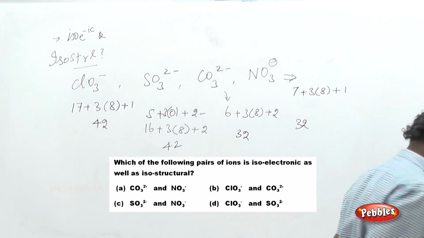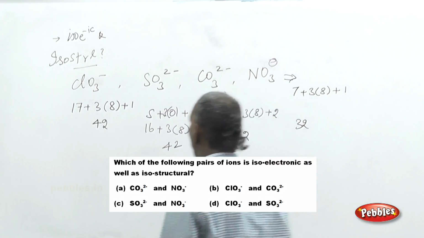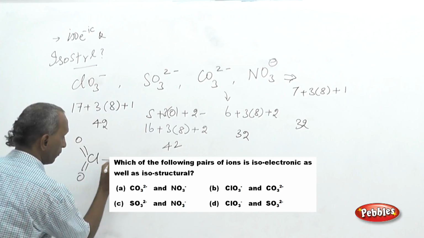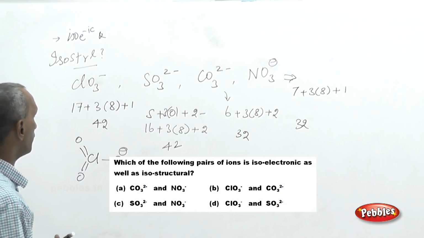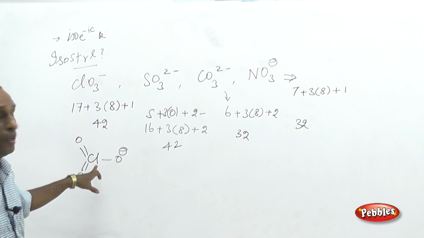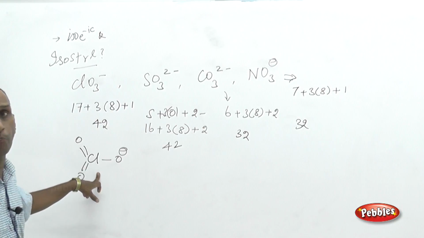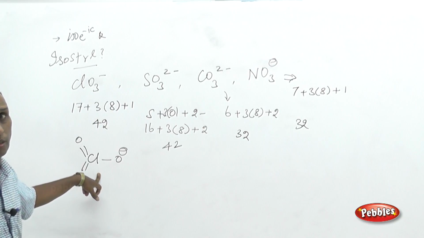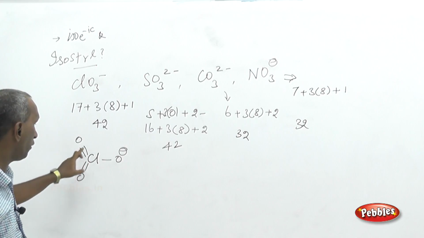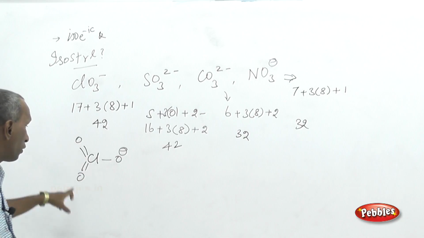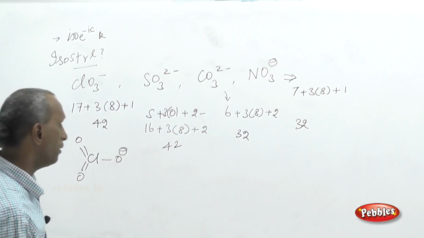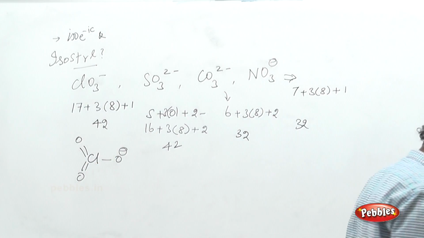Now let us analyze the structure of ClO3 minus. This will be the structure. Chlorine's outermost electrons: halogens are 7th group elements, with ns2 np5 configuration. So 5 electrons are shared in this manner: 1, 2, 3, 4, 5. Oxygen valency shows 2, so it also shares. This is the structure of chlorate, ClO3 minus.